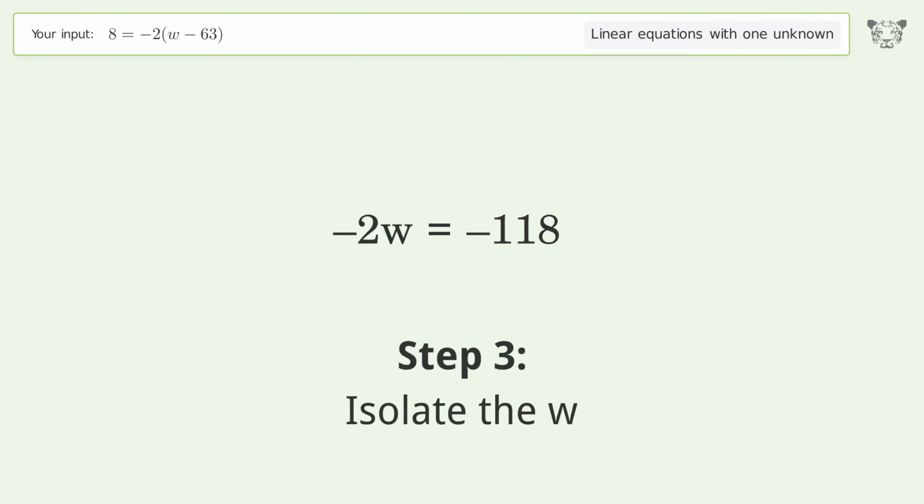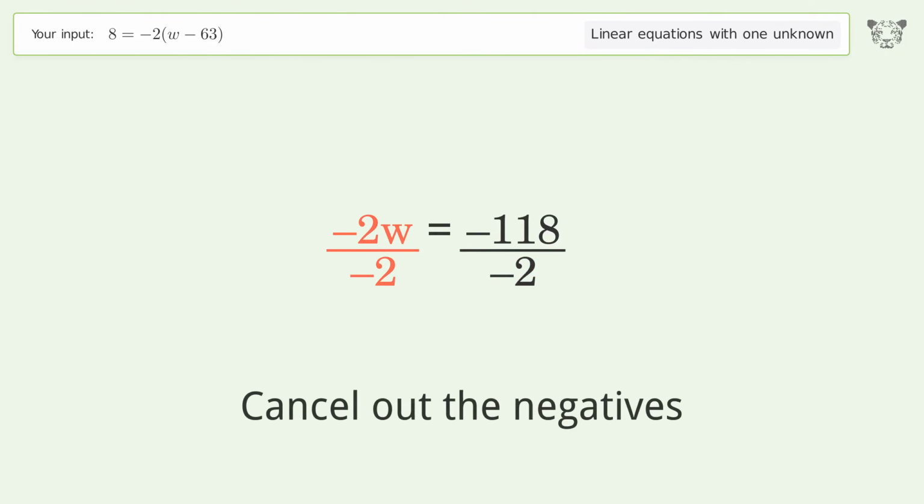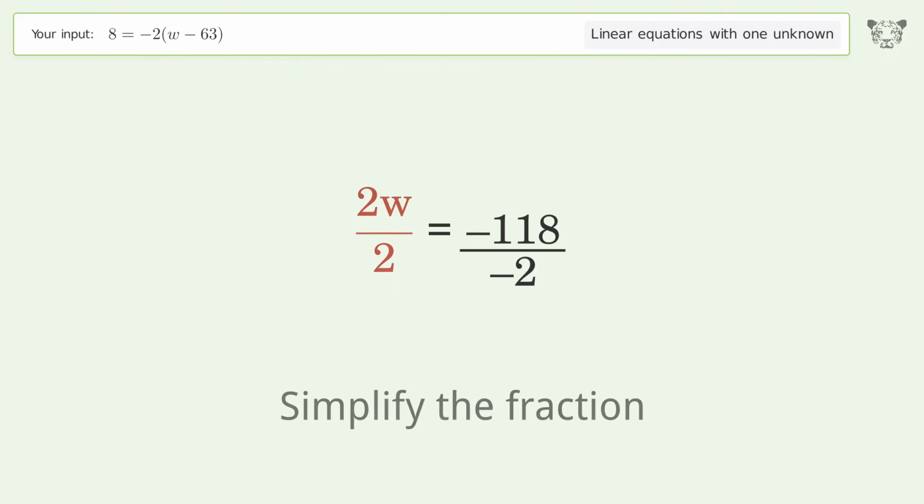Isolate the w. Divide both sides by -2. Cancel out the negatives. Simplify the fraction. Cancel out the negatives.